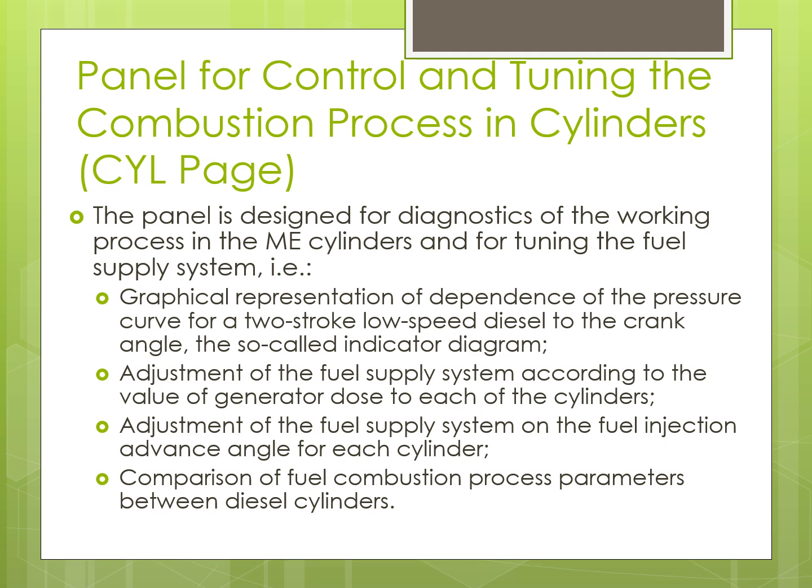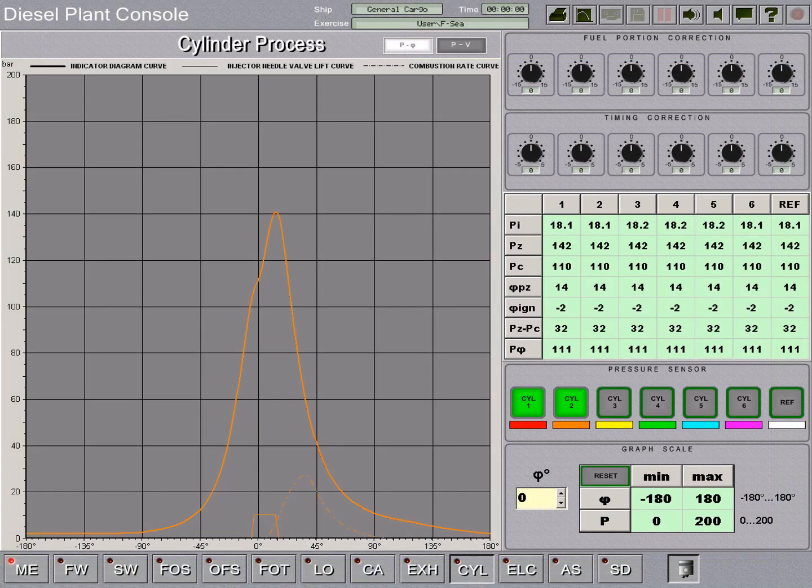Adjustment of the fuel supply system according to the value of generator dose to each of the cylinders. Adjustment of the fuel supply system on the fuel injection advance angle for each cylinder. Comparison of fuel combustion process parameters between diesel cylinders. Panel for control and tuning the combustion process in cylinders, CYL page.